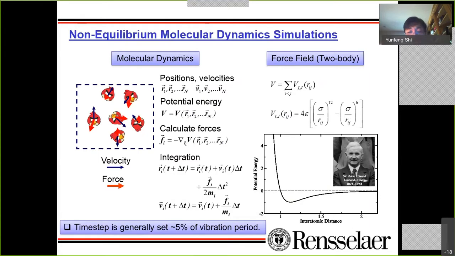Because otherwise, your integration is not stable. Usually, a good estimate is 5%, or if you want to push it, if you're doing a low temperature simulation, 10% of the vibration period. For a typical condensed matter, you're talking about a vibration frequency of 10 to the 14th hertz. So a time step will be roughly, say, a femtosecond. That will give you a sense of what integration step you should use.